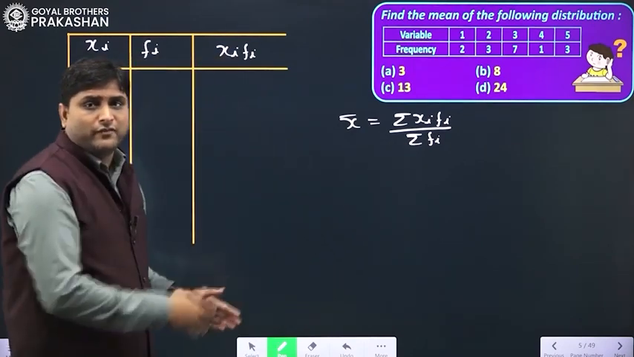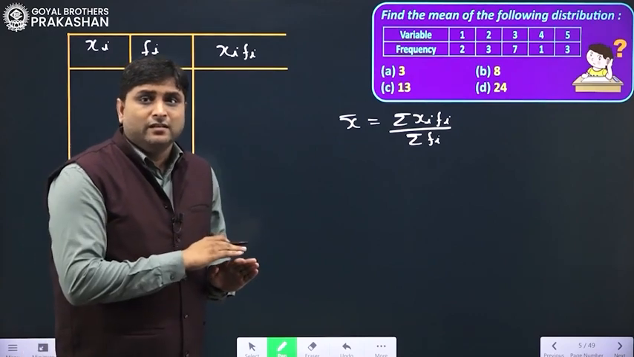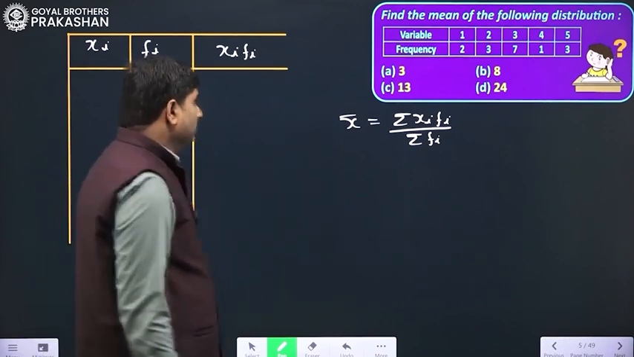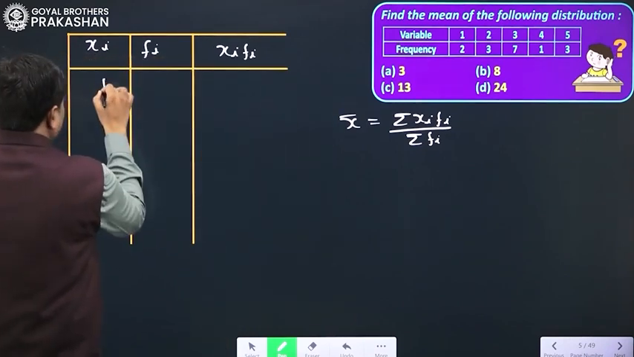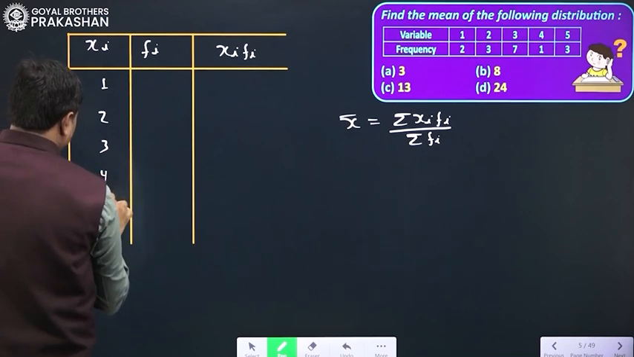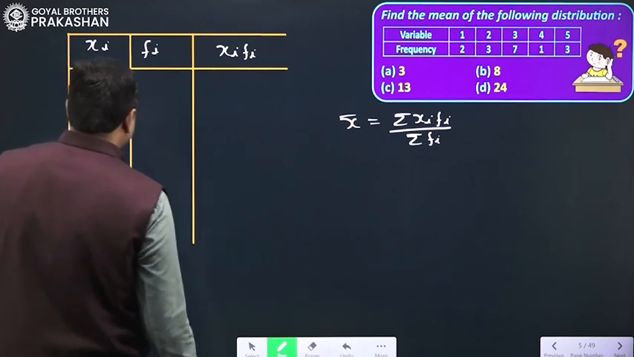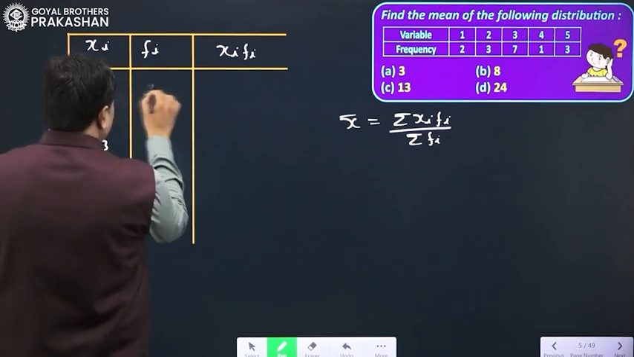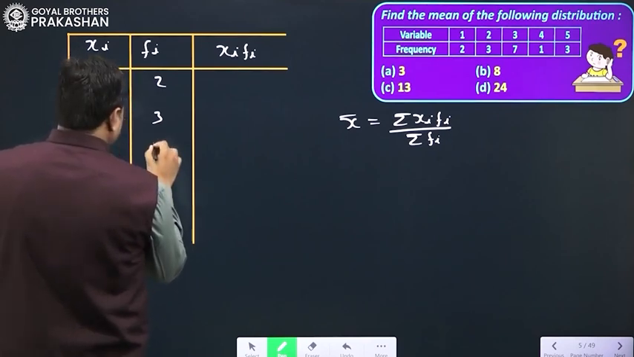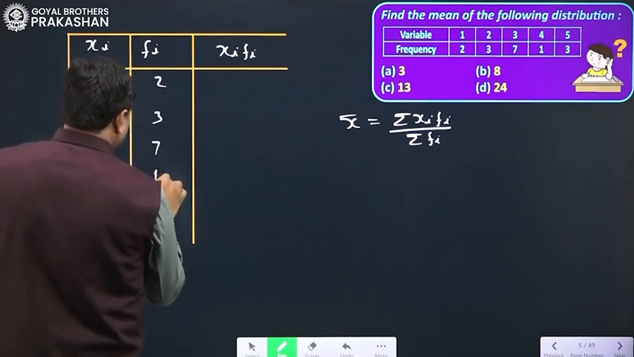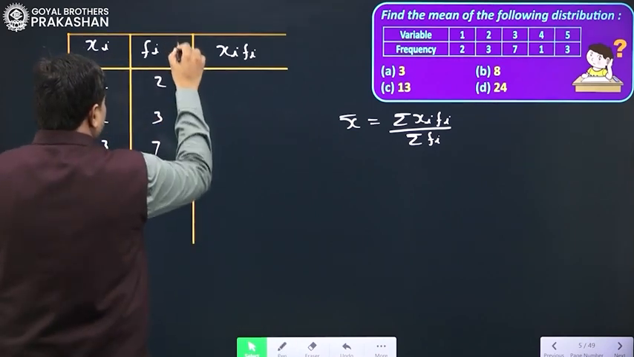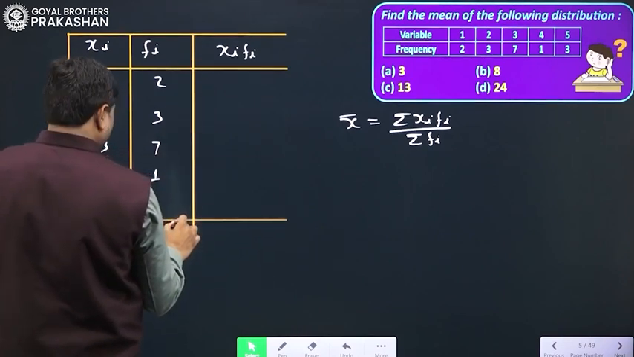So if we get all the values of xi fi in a column, then we can easily get the value of summation of xi fi by just adding the numbers in the column. So the xi's are 1, 2, 3, 4, 5. Now the frequencies corresponding to these xi: for 1 the frequency is 2, for 2 frequency is 3, for 3 frequency is 7, for 4 frequency is 1, for 5 frequency is 3. So these are the values of xi and fi.